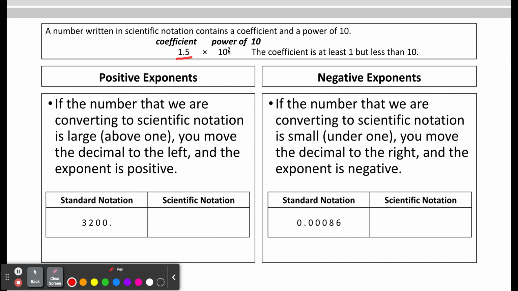So this exponent tells you how much you've moved the decimal either left or right. So if it's positive, that means that the number was really large. So a positive exponent means that the number was large.